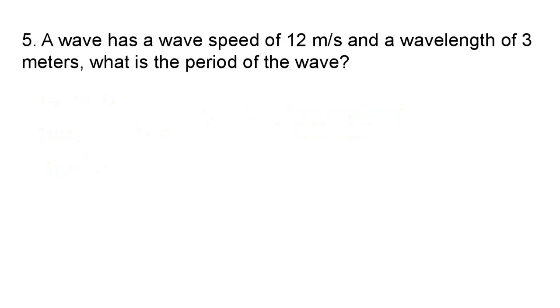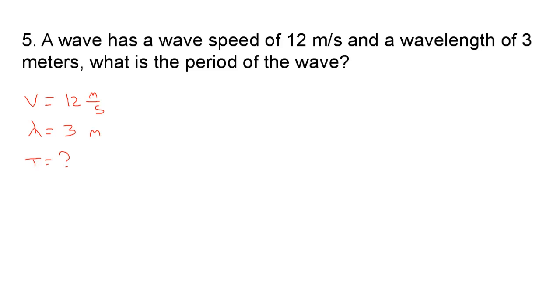Alright, last but not least, a wave has a wave speed of 12 meters per second and a wavelength of 3 meters. It wants us to find the period of the wave. Okay, we can do this. This one might be a multi-step, but we can do this. So let's write down what we know. We know that the wave speed is equal to 12 meters per second. The wavelength is 3 meters, and we want to know the period.